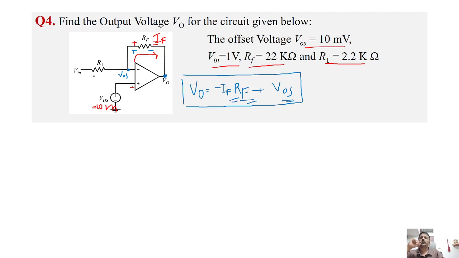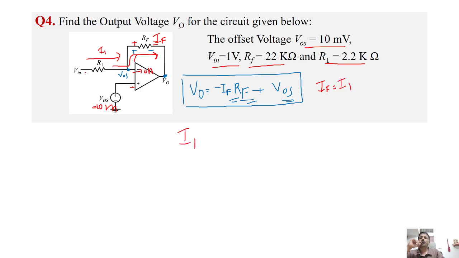So what is IF? Since the current is flowing like this, I will just change the color. The current is flowing from Vin, right? So the current is flowing in this direction, and since it is not mentioned that there is any bias current here, we assume that the bias current here is 0 ampere. So say this current is I1, the entire current I1 will flow through this path, which means IF is equal to I1.